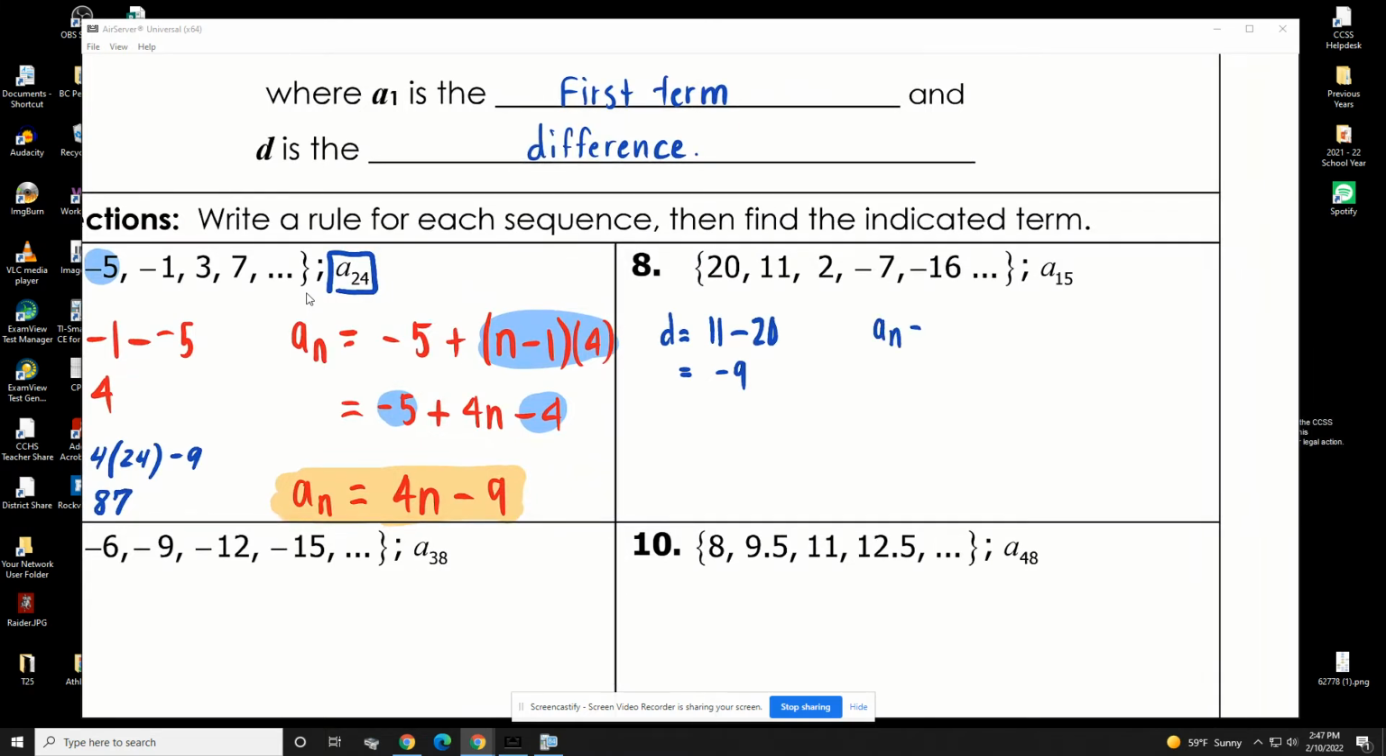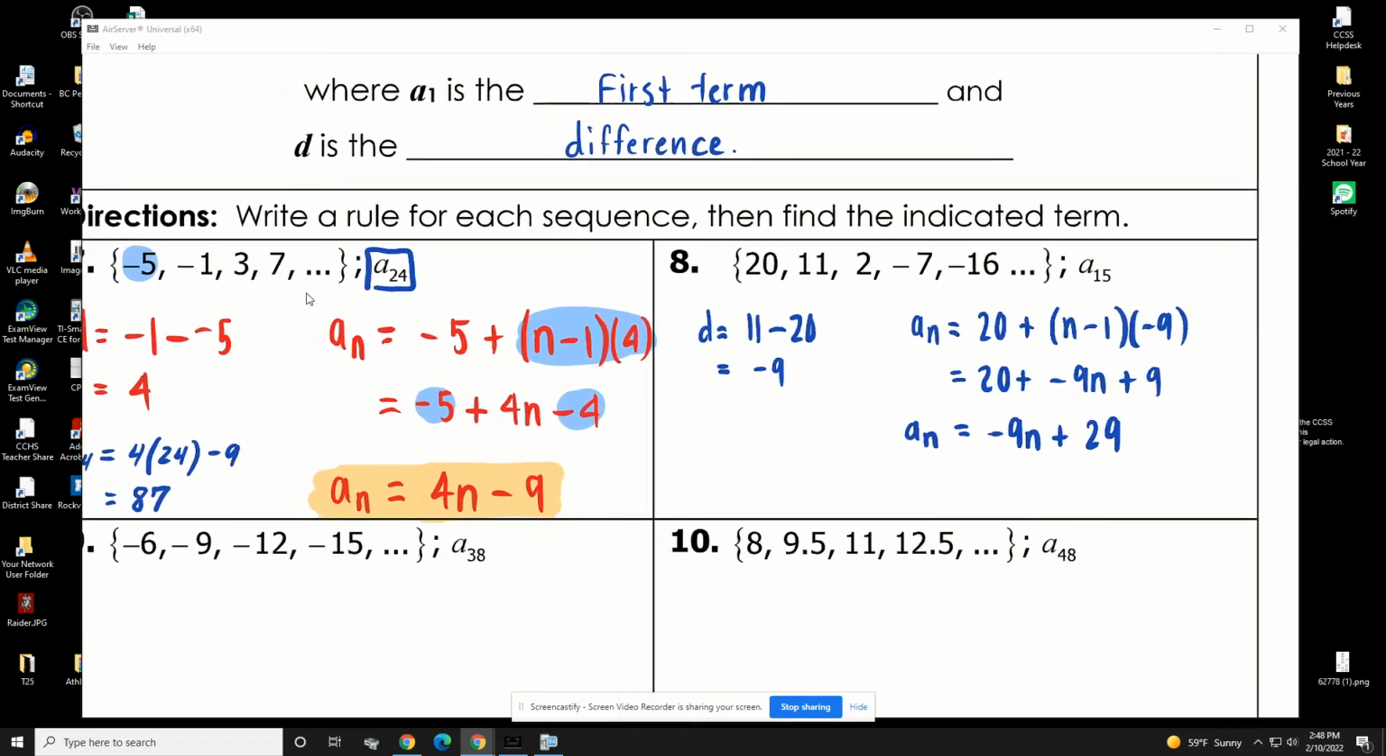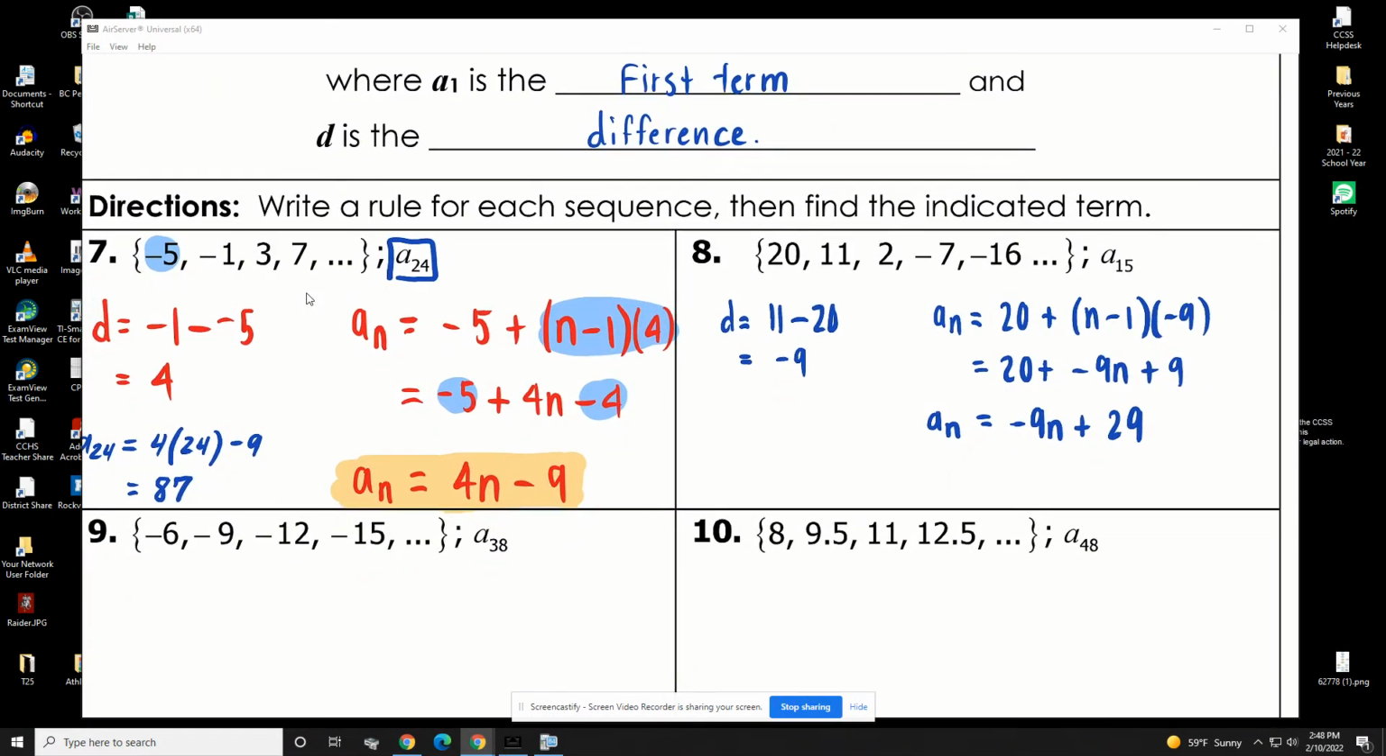A sub n equals a sub 1, that's 20, plus n minus 1 times d, which is negative 9. So I'm going to leave 20 alone for the time being, and I'm going to distribute that negative 9. Negative 9 times n is negative 9n, and negative 9 times negative 1 is positive 9. So just like the last one, I like to put my variable term first. So negative 9n, and then 20 plus 9 is positive 29. So there it is. That is my explicit formula for this arithmetic sequence.